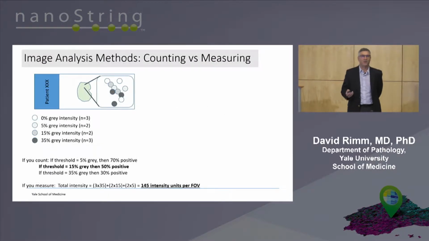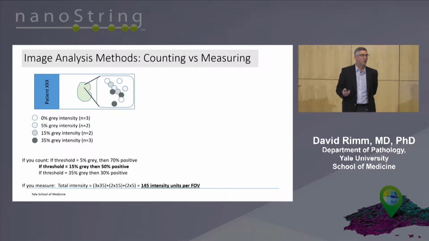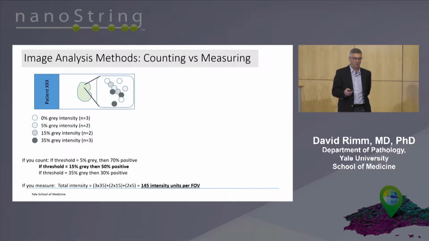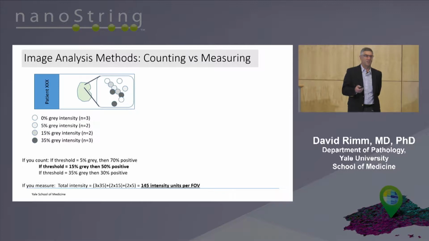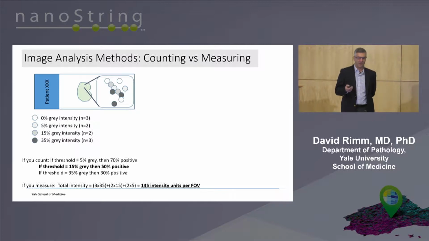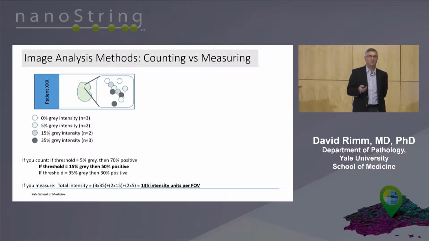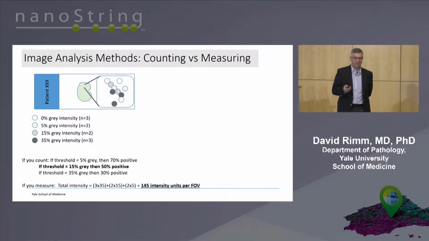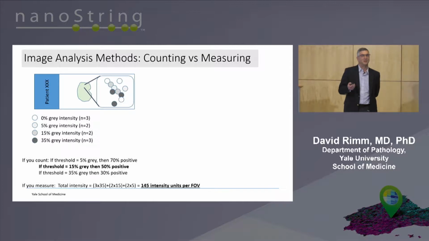So the first thing is about measuring, and there are 2 ways to really measure. One is to segment and count, which is shown here. And you can segment by defining a threshold. So let's say our threshold is a 15% gray intensity. Then in that case, there are 5 cells that are positive and 5 cells that are negative. And that's segmenting and counting on the basis of a threshold that you've defined.